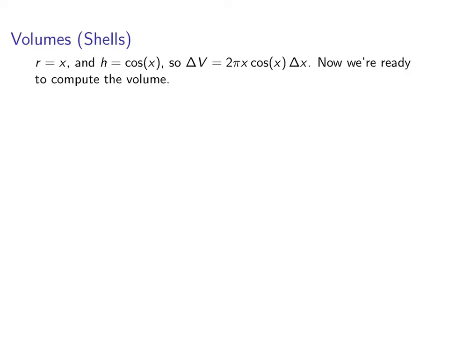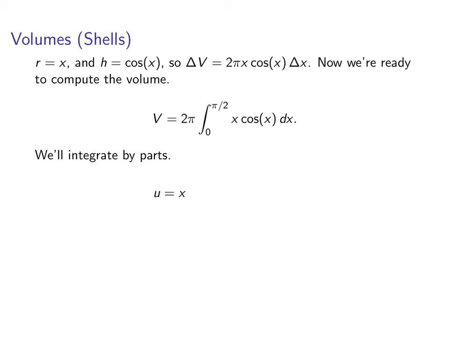Alright, we're ready to calculate the volume. So the volume is 2π times the integral from 0 to π/2 of x cos x dx. This we'll need to integrate by parts. So following the DETAIL rule, u equals x, dv equals cos x dx, du is dx, and then we anti-differentiate dv to get sin x.